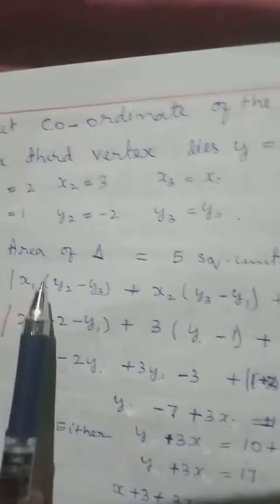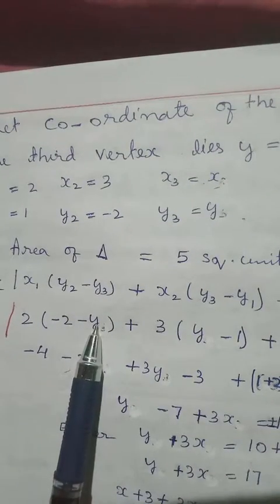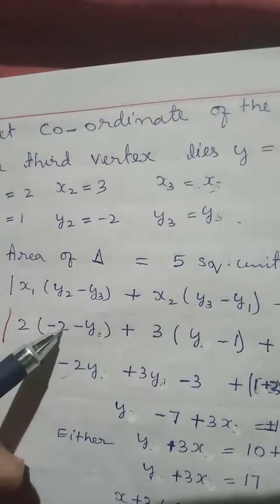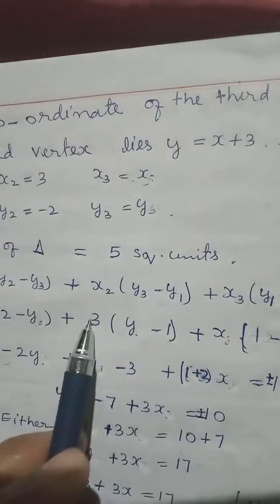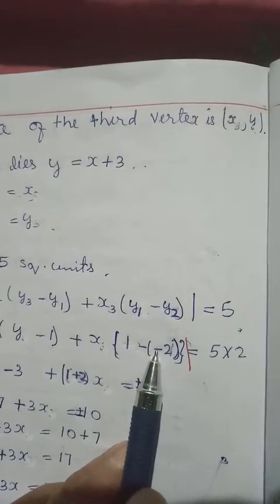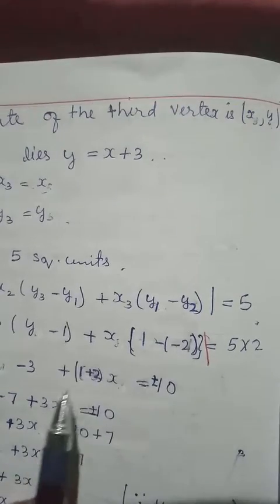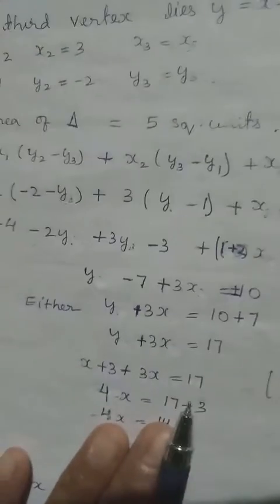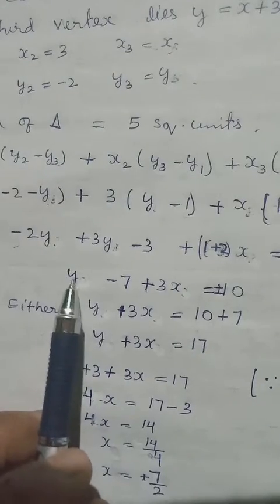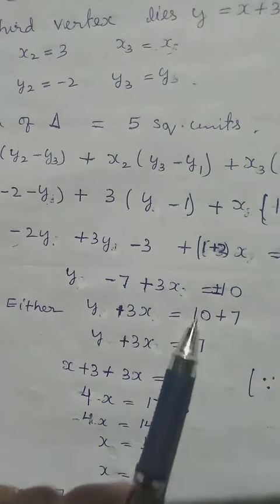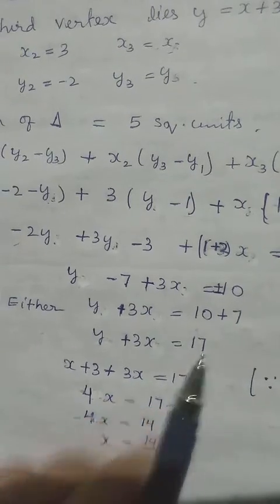Then here, one alphabet, one number. We cannot add, so we have to multiply. 2 into minus 2, 2 into y. Here also one alphabet, one number, so we have to multiply. 3 into y, 3 into minus 1. Minus minus plus, 1 plus 2 will become 3. So 3 into x will be 3x. Then y and 3x we cannot do anything. This 7 we can transfer to the other side. So 10 plus 7 will be 17.